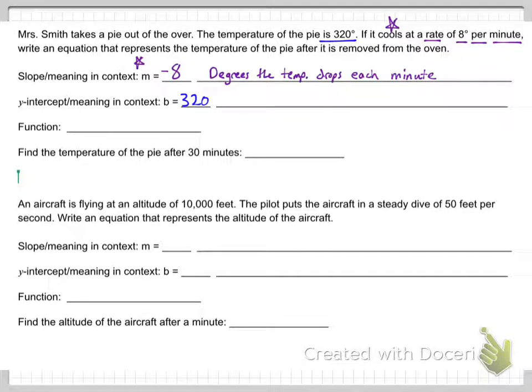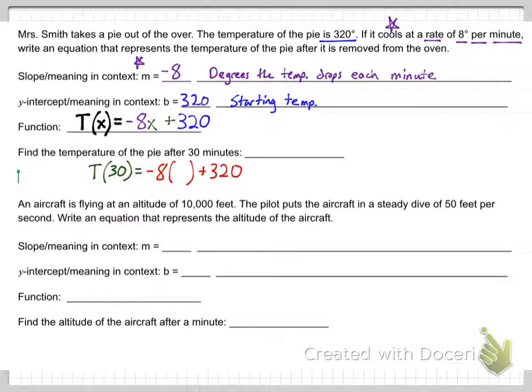The starting value is 320. So that's our y-intercept. That's the starting temperature. And that makes our function, I'm going to use T of x for temperature. That's -8x plus 320. Find the temperature of the pie after 30 minutes. Well, that's T of 30. That's what temperature of the pie after 30 minutes means. And we'll just plug in 30 for that equation, and we get 80 degrees.